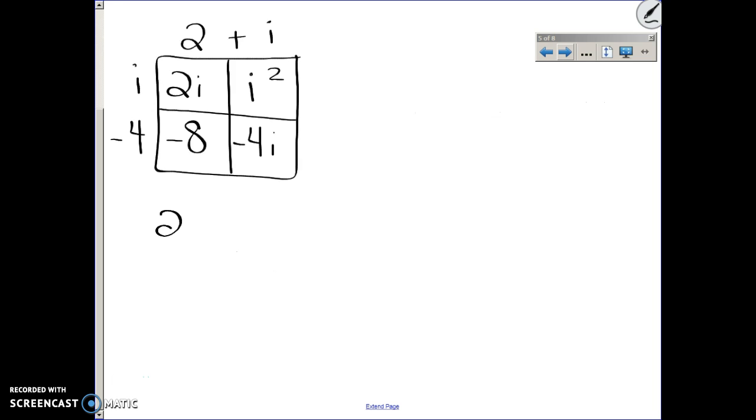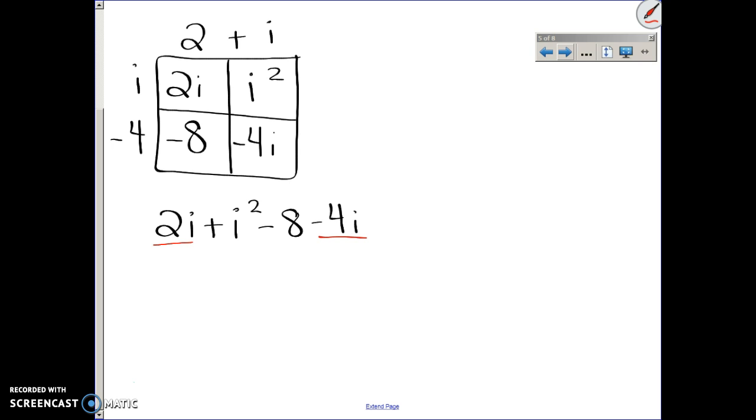Okay, and then I'm going to write it all out. So I have 2i plus i squared minus 8 minus 4i. Alright, now I'm going to deal with my like terms first, then I will deal with my i squareds. If you want to do the i squareds first, that's up to you. I'm going to show it by doing like terms first.